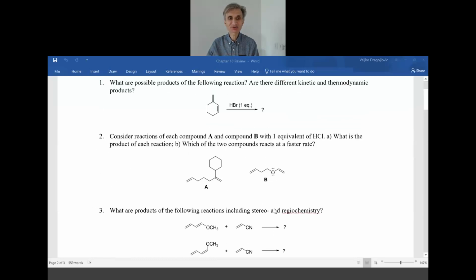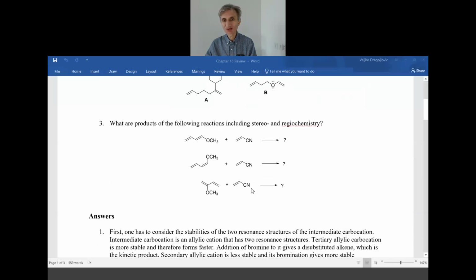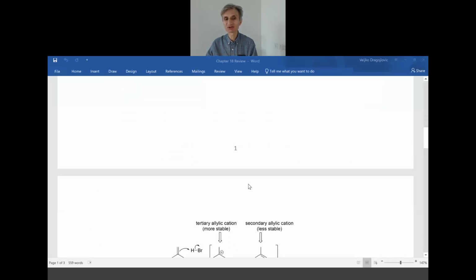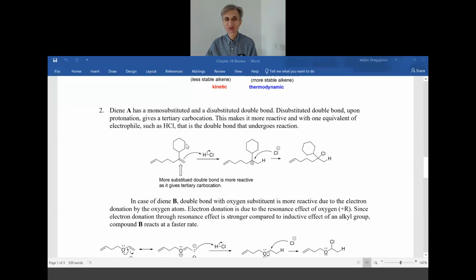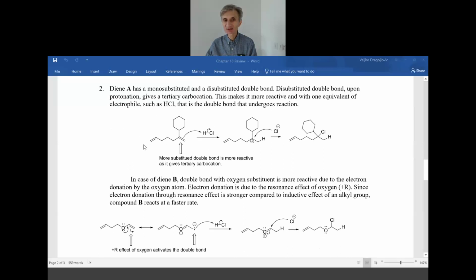Next, second question, consider each compound A and compound B, reactions of compound A and compound B with one equivalent of hydrogen chloride. So 2 separate compounds. What is the product of each reaction? And which of the 2 compounds reacts at a faster rate? So first we have to consider them individually. So compound A reacting with hydrogen chloride.